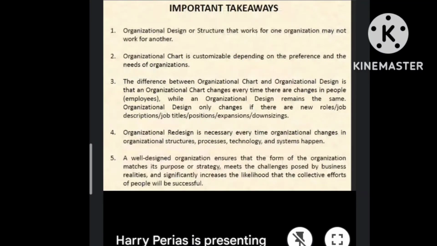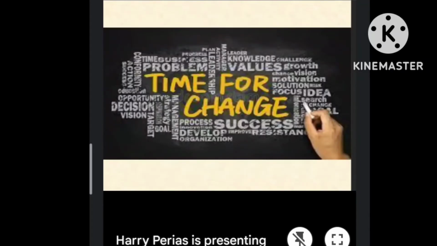And now, we shall go to change in organization. So, time for change. Kailan ba dapat nagkakaroon ng changes sa isang organization? So, it depends. It depends sa management, it depends sa pangangailangan ng business, it depends sa panahon, sa season, 'di ba? Kung kinakailangan na or puwede ring biglaan lang or puwede ring planado, gano'n.